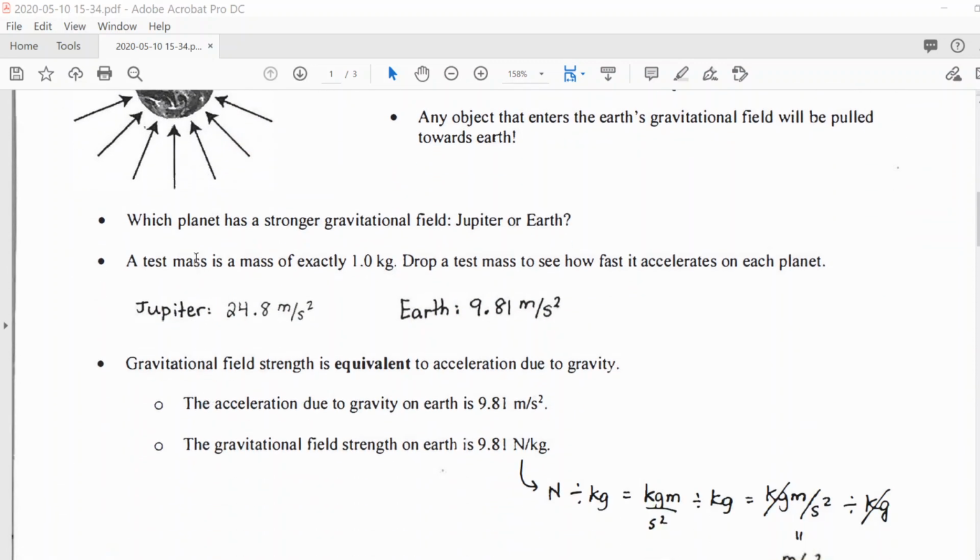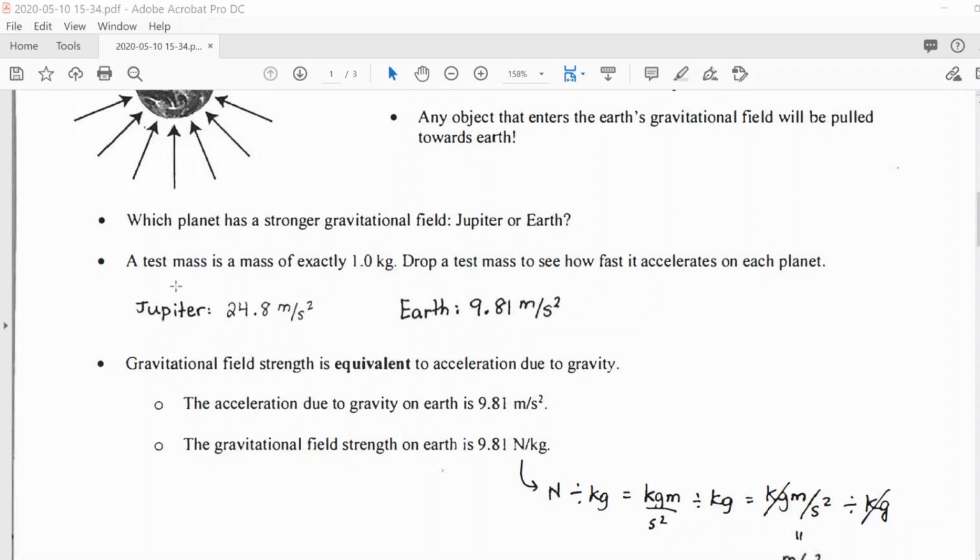So, question for you to think about, which planet has a stronger gravitational field, Jupiter or Earth? You might make a prediction that it's Jupiter, but how would you actually test that? If you had the ability to go to Jupiter, what's an experiment that you could do there that would confirm that Jupiter's gravitational field is stronger than Earth's?